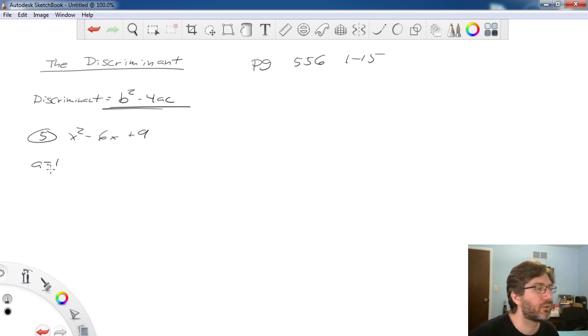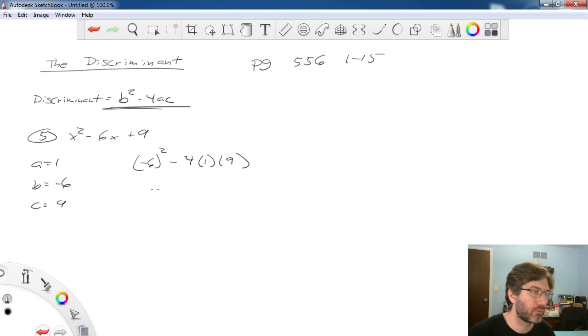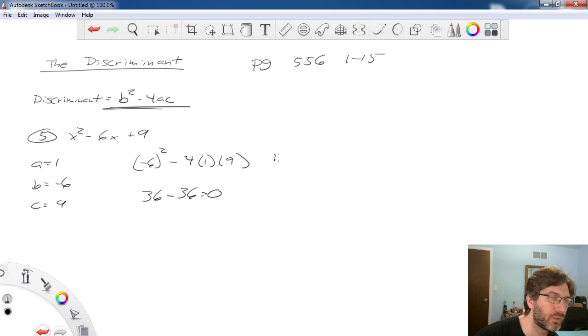Your a value here is 1. Your b value here is negative 6. And your c value is 9. Plug into here, that becomes negative 6, and again we take the negative with it, squared minus 4 times 1 times 9. You get negative 6 squared is 36, minus 4 times 1 times 9 is 36, and that equals 0, so your discriminant is 0. In this case, that means we have one solution.